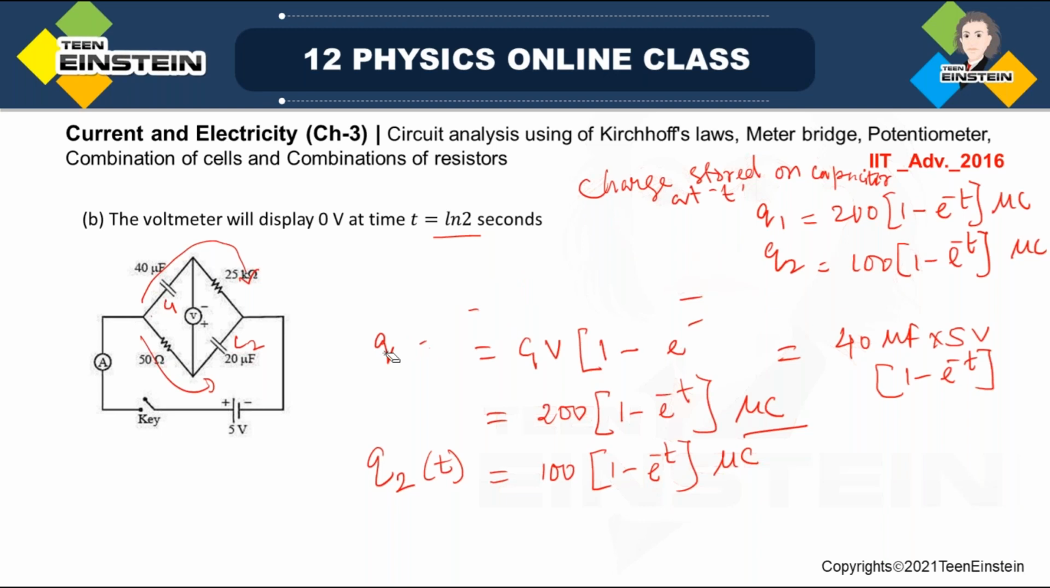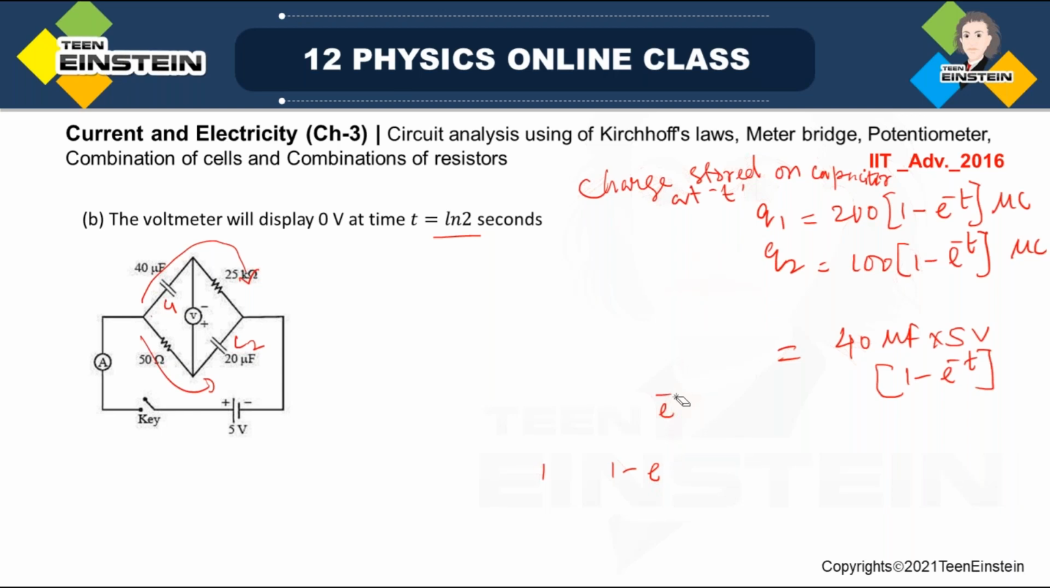So can we get the current at any time in both branches? Yes, we can. We can just take the time derivative of the charges, and then we can get the current in each branch. So the question is, this voltmeter will show 0 volt. So that is what the question is.